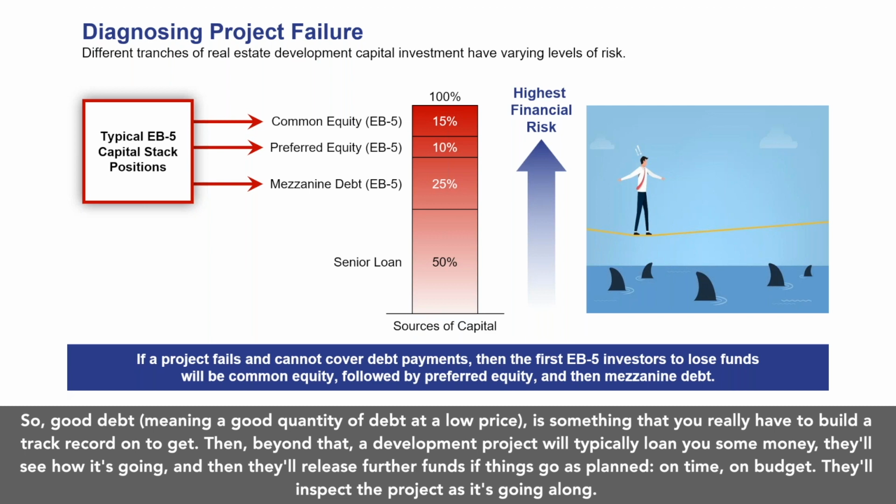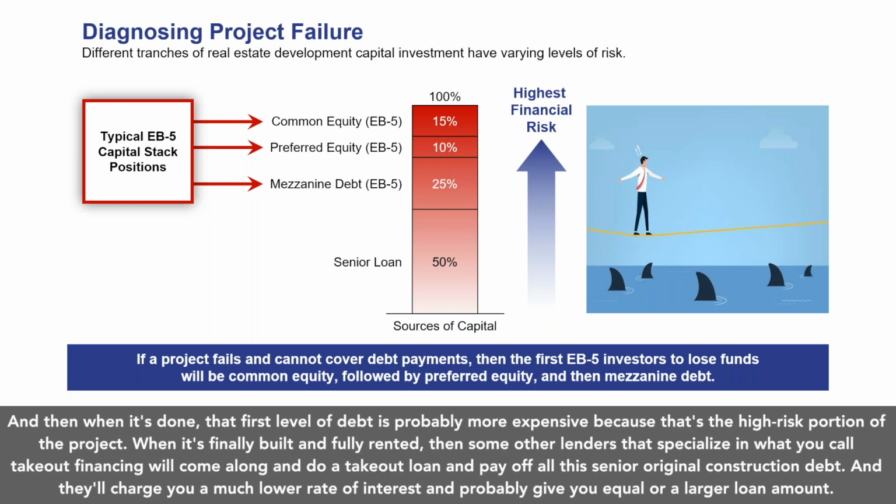And so then beyond that, on a development project, they'll typically loan you some money, they'll see how it's going, and they'll release further funds. If things go as planned, on time, on budget, they'll inspect the project as it's going along. And then when it's done, that first level of debt is probably more expensive because that's the high risk portion of the project.